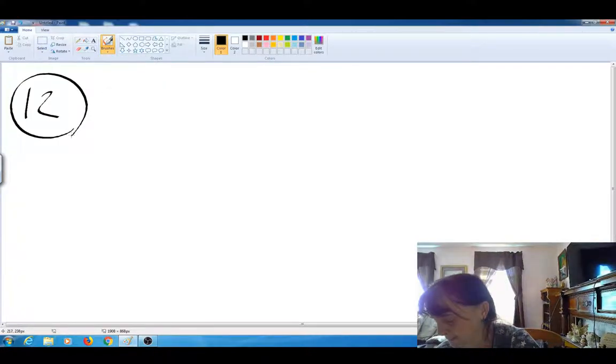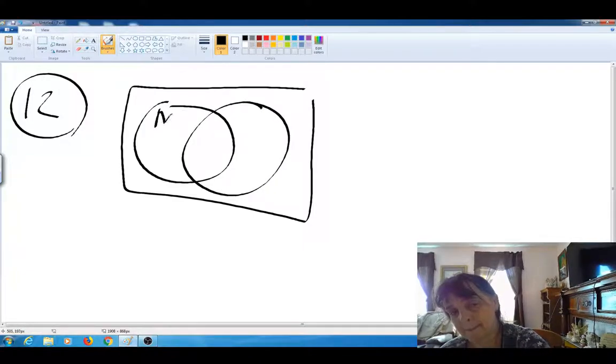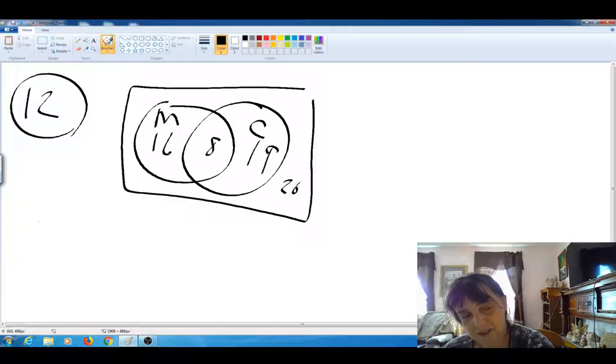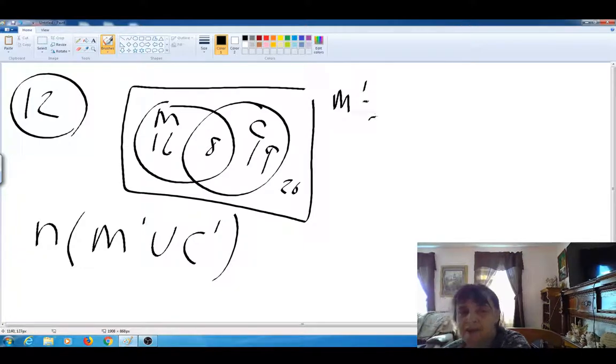Number 12. Use this Venn diagram to fill in the missing statement. You have M and you have C. 16, 8, 19, 20. What is the number of elements in M prime union C prime?